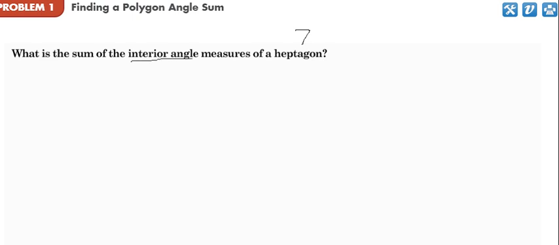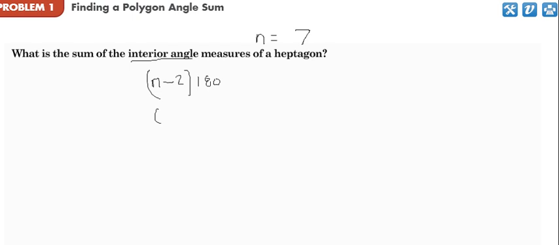We just have to remember our formula, which is n minus 2 times 180 degrees. Remember, n is just how many sides there are. So if we know a heptagon has 7 sides, then we know that n equals 7, and all we're going to do is plug that in for the n right there.